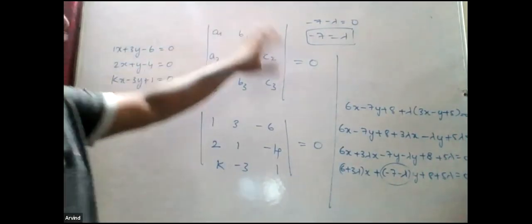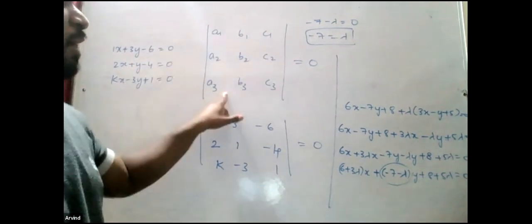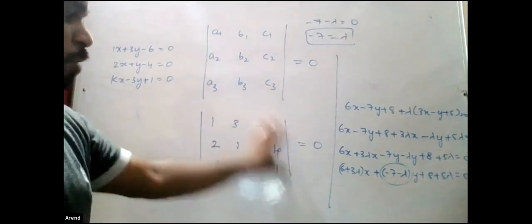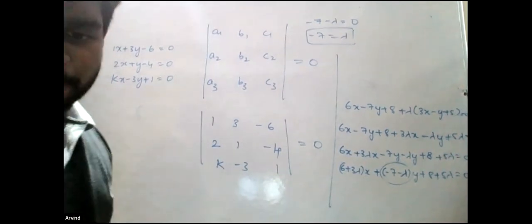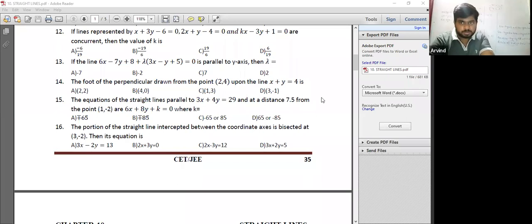This is the formula for concurrent: if 3 lines are concurrent, the determinant of a1 b1 c1 a2 b2 c2 a3 b3 c3 equal to 0. I have put the values here. You have to find the value of k, which you can write at home. 2 to 3 more questions, then I'll stop it.